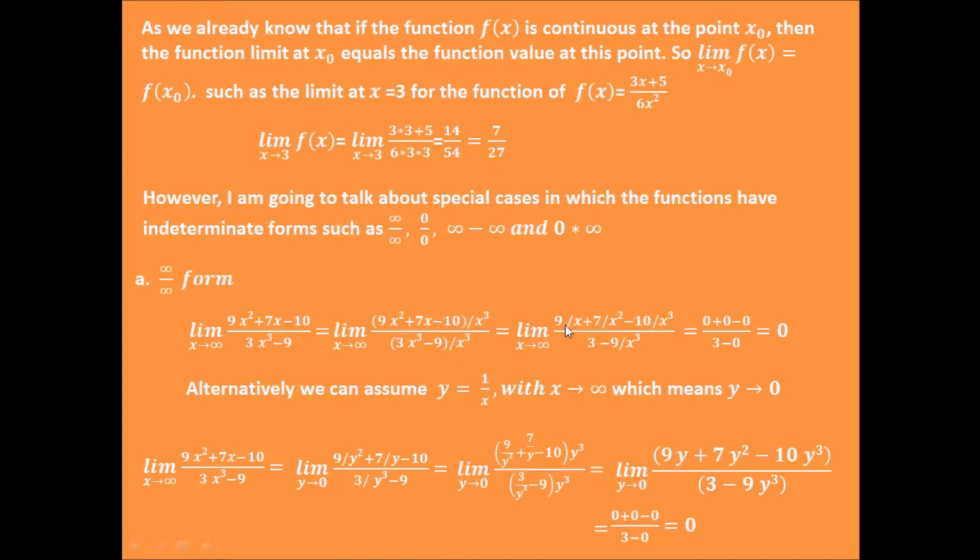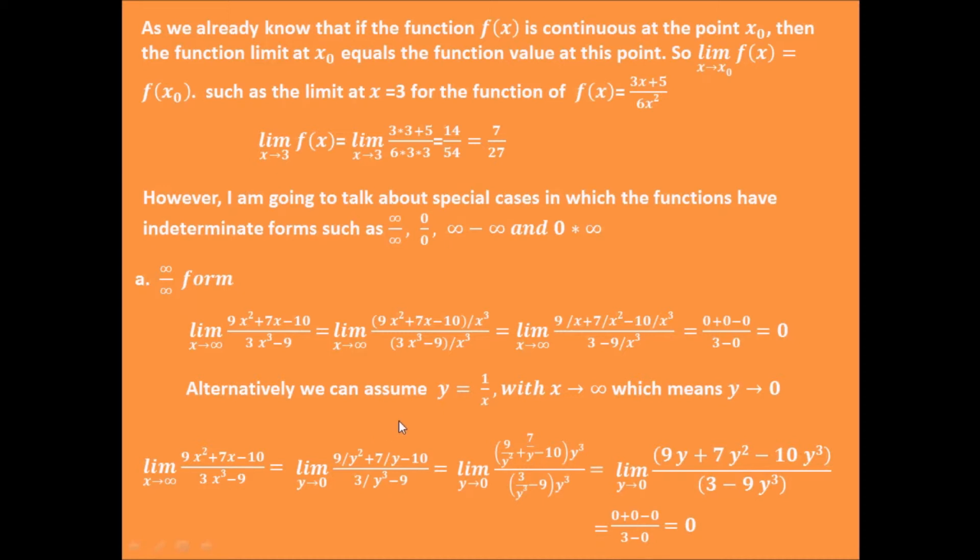Then we get the numerator as 9 divided by x plus 7 divided by x squared minus 10 divided by x cubed. The denominator becomes 3 minus 9 divided by x cubed. So with x approaching infinity, all three terms in the numerator become 0 and the denominator has 3. So we get the limit for this function is 0.